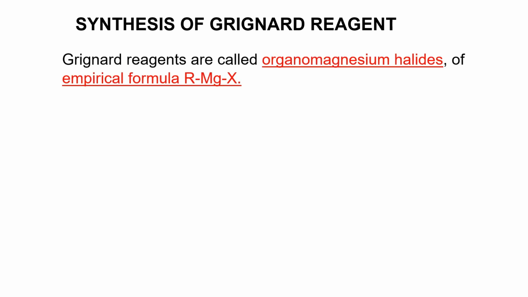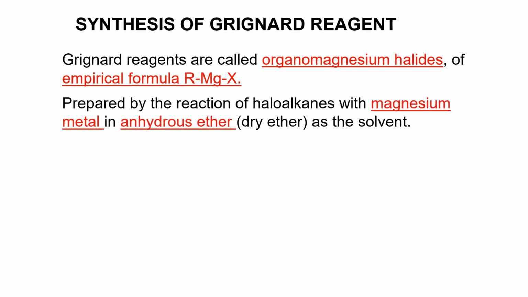Synthesis of Grignard reagent. Grignard reagents are called organomagnesium halides. They have the empirical formula of RMgX. Grignard reagent is prepared by the reaction of haloalkanes with magnesium metal in anhydrous ether, also known as dry ether, as the solvent.